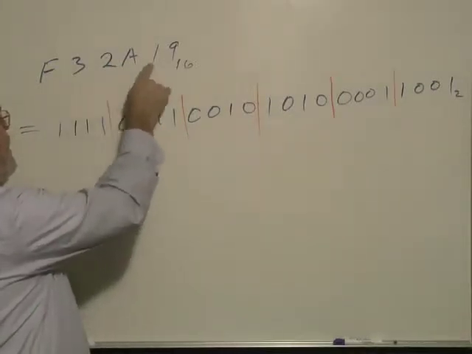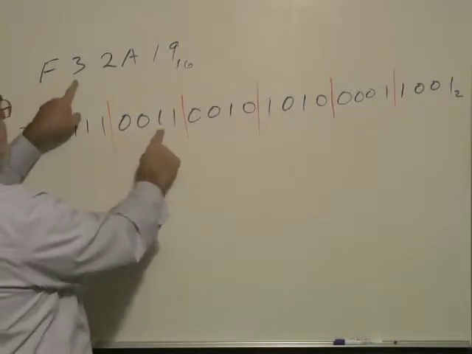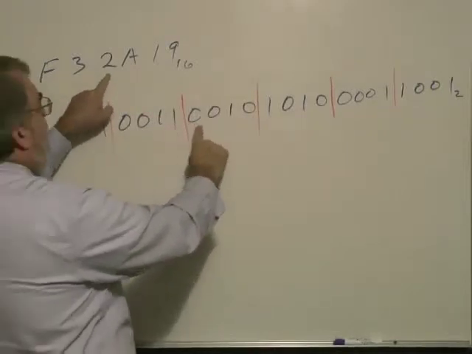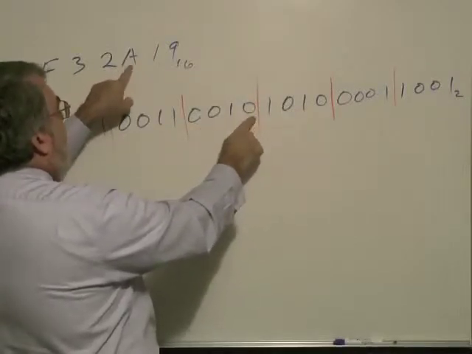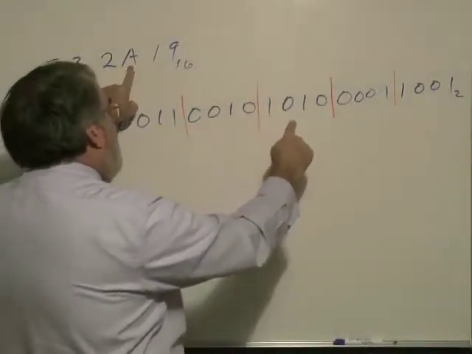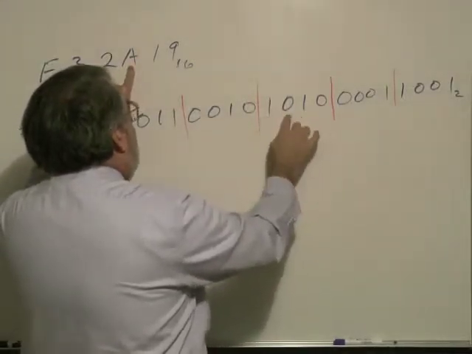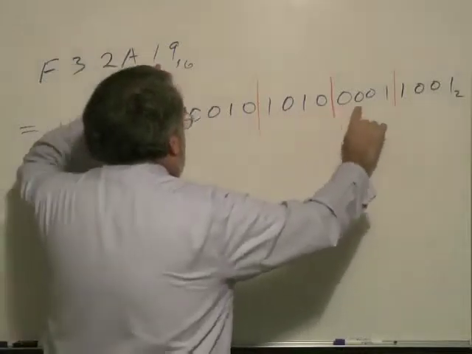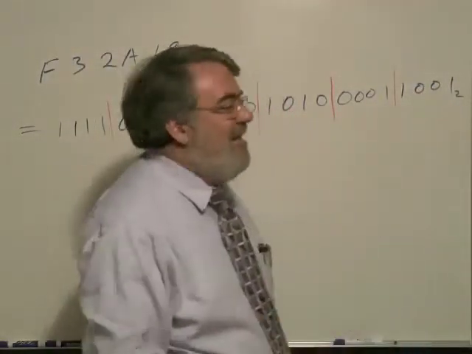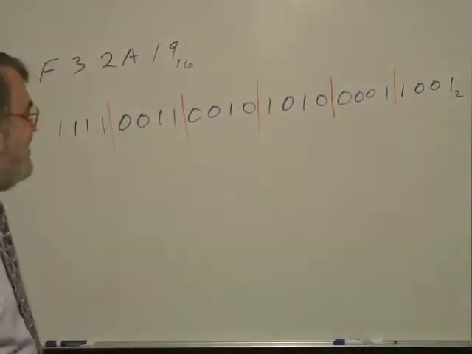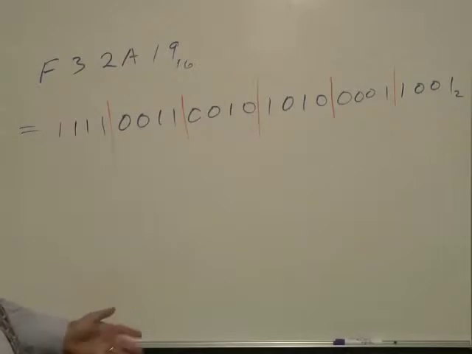So F32A19 is 1111 for F, for 15, 0011 for 3, 0010 for 2. A is 10. 10 in binary is 1010. 8 plus 2 is 10. 1 is 0001, and 9 is 1001. Okay, so got all that down? So if you have a chart next to you, you can write that down.